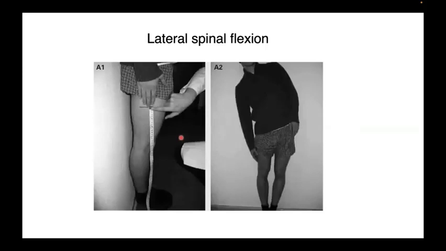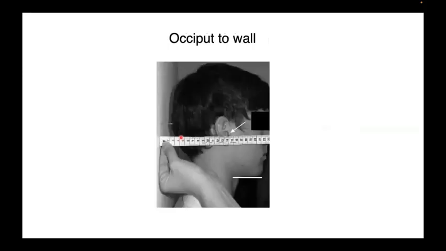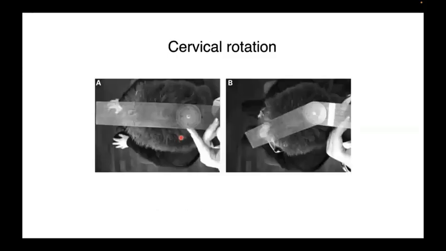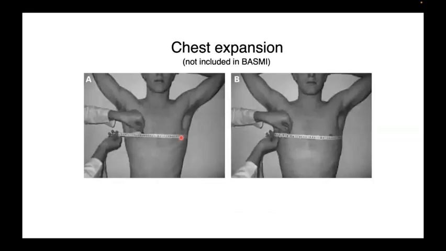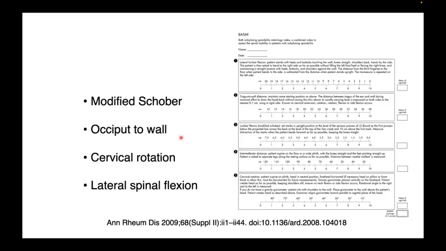The second one is lateral spinal flexion. The third one, occiput-to-wall measurement. The other one is cervical rotation. And finally, chest expansion. And these all are included in BASMI. So we have BASFI and BASMI.